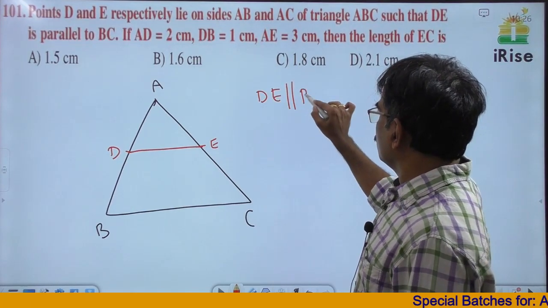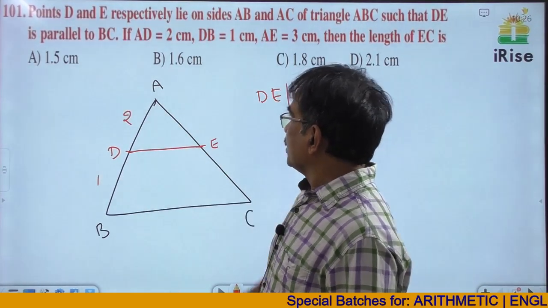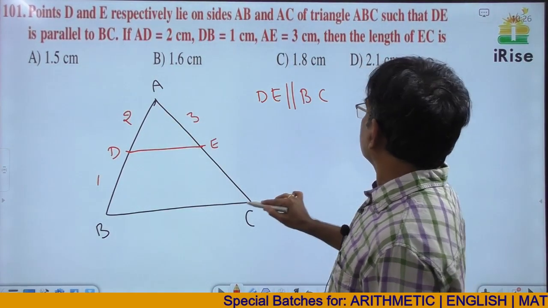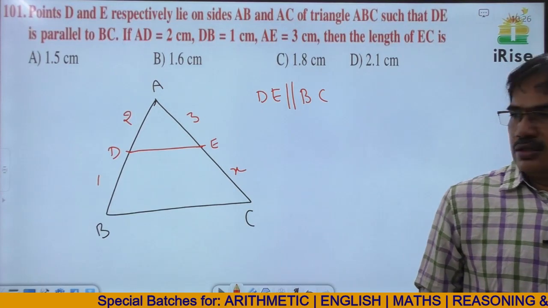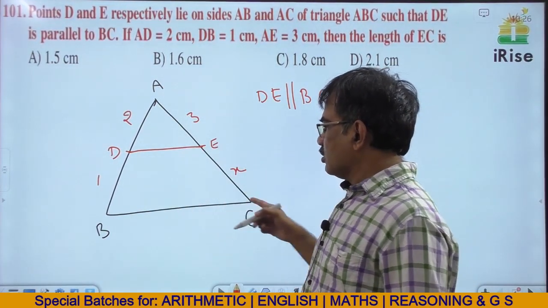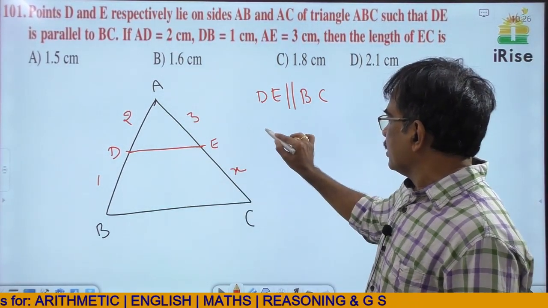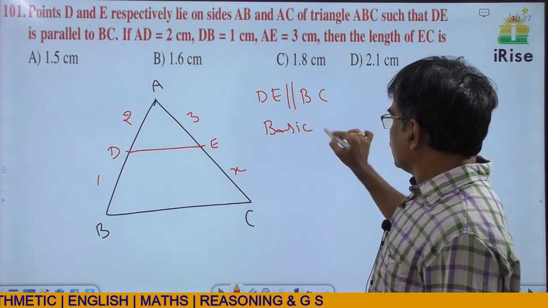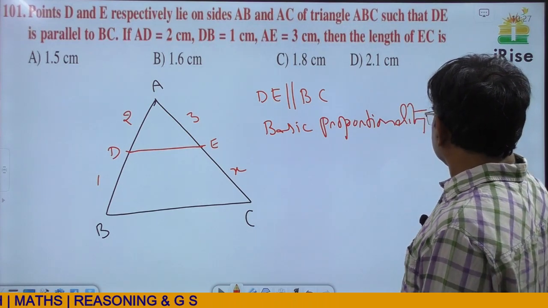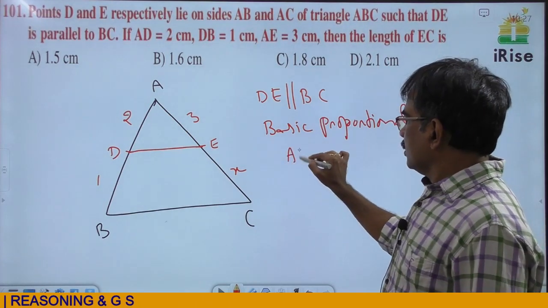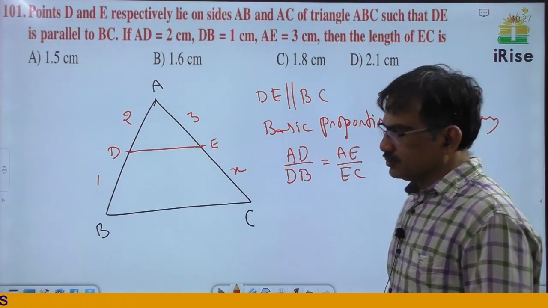DE parallel to BC. And if AD is 2 centimeters, DB is 1 centimeter, AE is 3 centimeters, then what is the length of EC? I want to find X. Here, if this line is parallel to this line, according to the basic proportionality theorem, AD by DB is equal to AE by EC.